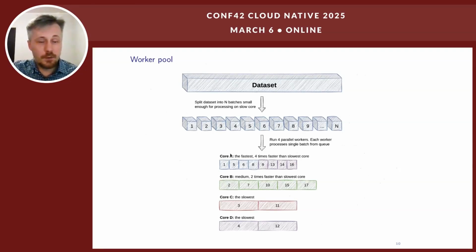Here we see that core A took batch 1, core B took batch 2, core C took batch 3, and core D took batch 4. When core A finished processing batch 1, it took batch 5, then it took batch 6. By that time, core B finished batch 2 and requested the next available batch 7. This schedule is far more compact.